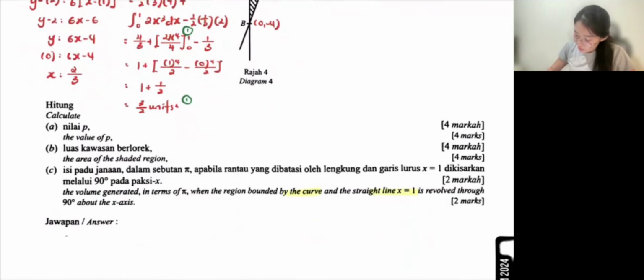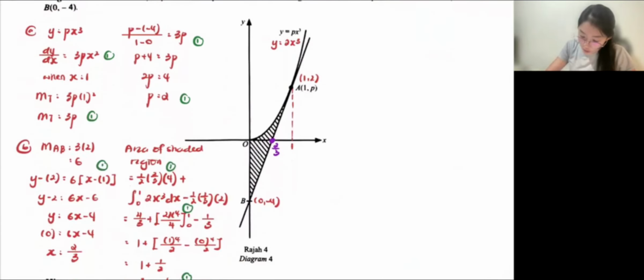So the curve and the straight line x equals 1. x equals 1 is this straight line over here. So between the curve and the straight line over here is this region. Let me shade in red color for you to see. If this is rotated 360 degrees about the x-axis, it is like that. Because for volume, your formula is meant to calculate for 360 degrees.